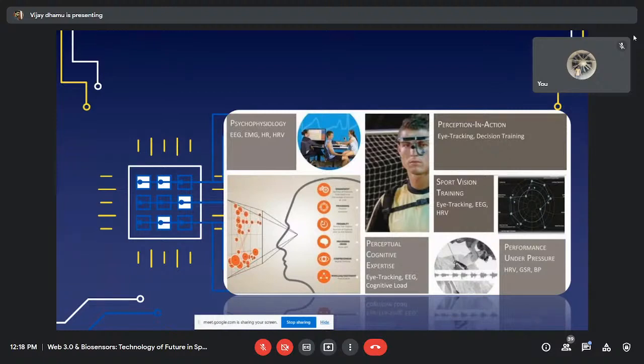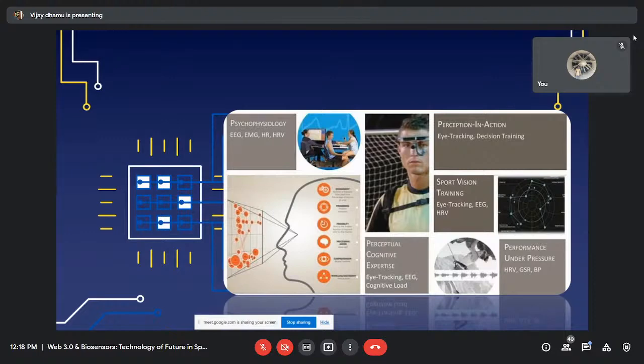And perception and action: eye tracking and decision making. If you are a football player, or an F1 racer going at high speed, or you have less than a second to think and react, all those things are very important for an athlete. Those things can be measured or tracked using eye tracking and EEG by combining all these sensors.